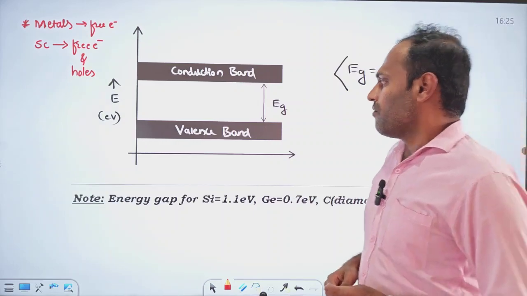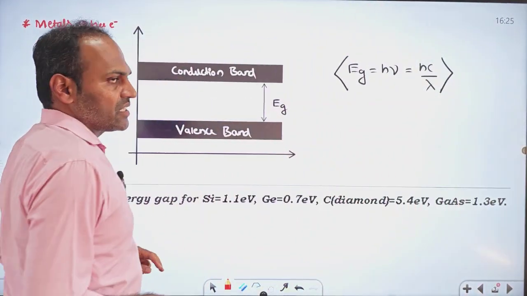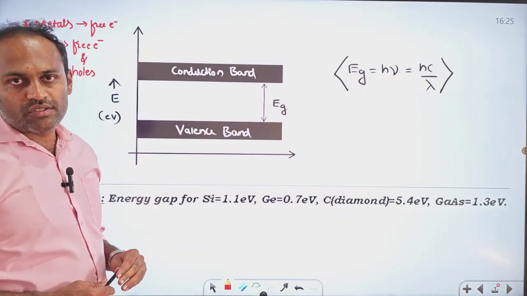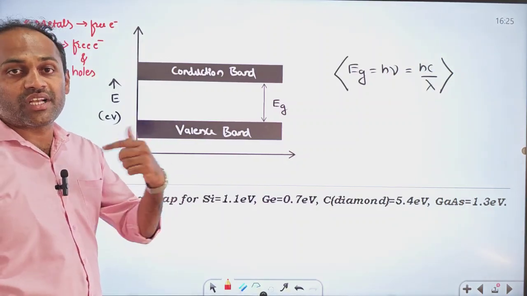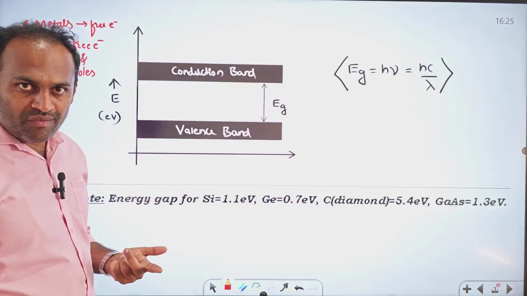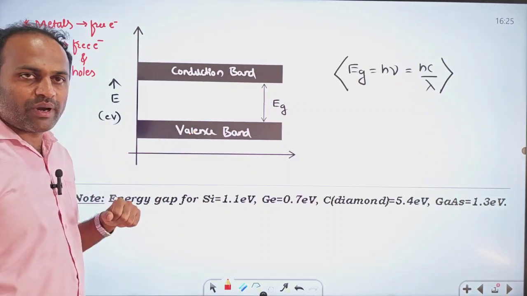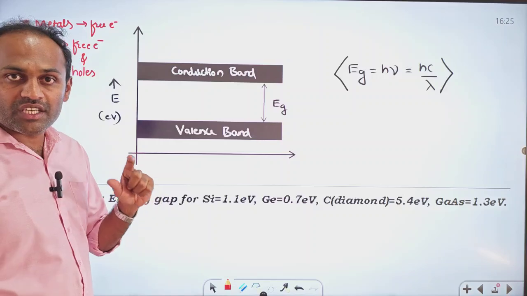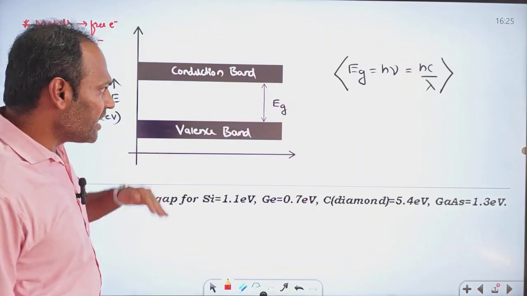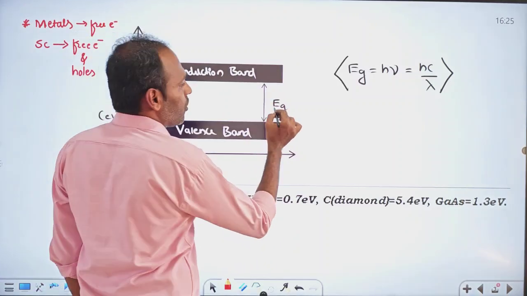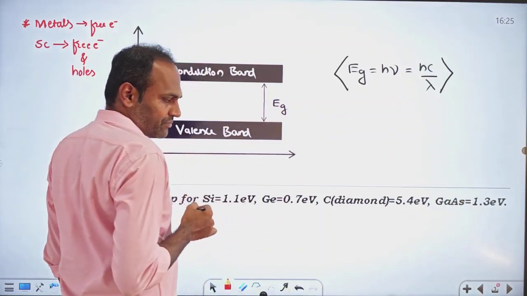See, the valence band consists of the energy levels of valence electrons. The conduction band consists of the energy levels of conduction electrons or free electrons. The energy levels of valence electrons are in the valence band, and the energy levels of conduction electrons, free electrons, are in the conduction band. The energy gap between these two bands is called the forbidden energy gap.